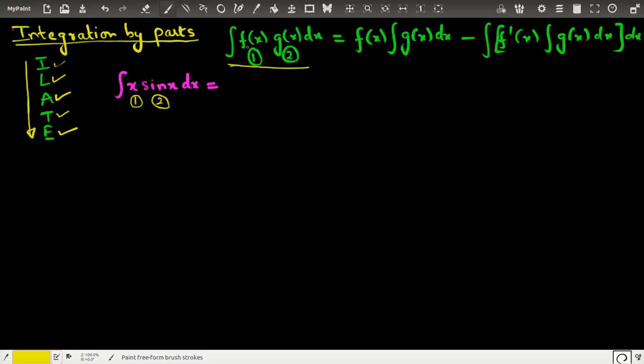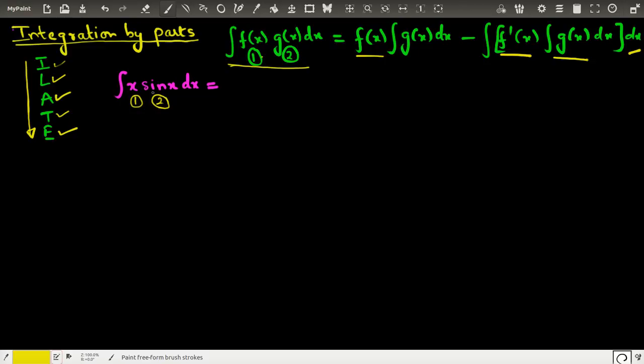So let's say the integrand is a multiplication of two types of functions, where f(x) is the higher priority function and g(x) is the lower priority function. Then the formula is f(x) outside times the integral of g(x), minus the differential of the first function times the integration of the second function, and whatever comes as an answer we integrate that once again.